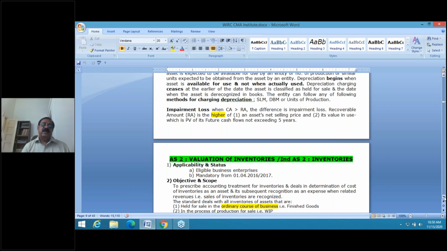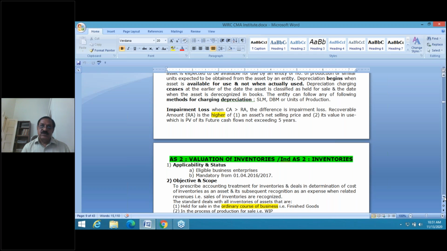Ind AS has defined recoverable amount as the higher of the asset's net selling price and value in use. Any asset has two uses, so there are two options available to you. You can sell it and get the sales value, or you can use it and get the cash flows. So it is the higher of these two things, net selling price and value in use. Value in use is the present value of its future cash flows, which are to be taken for the next 5 years. This higher of the two figures is to be compared with the carrying amount.